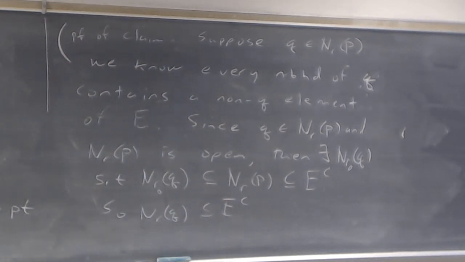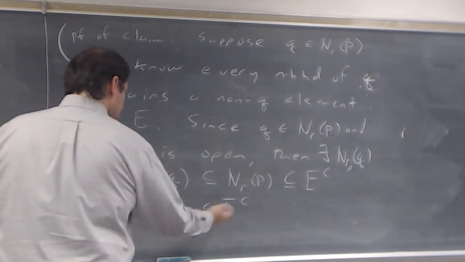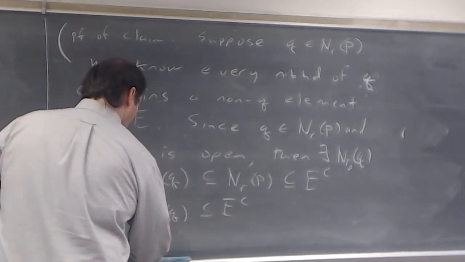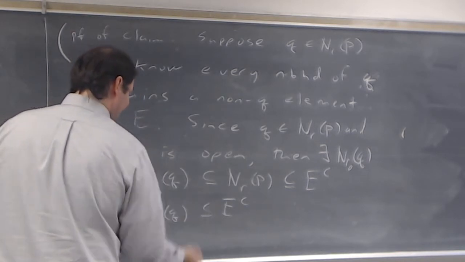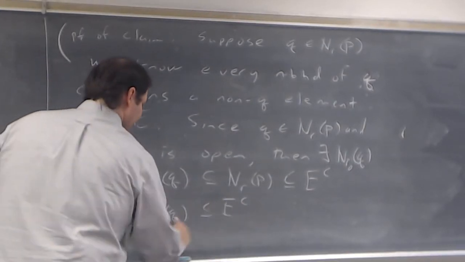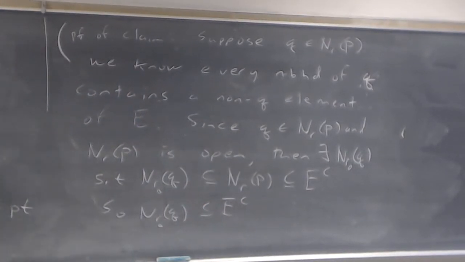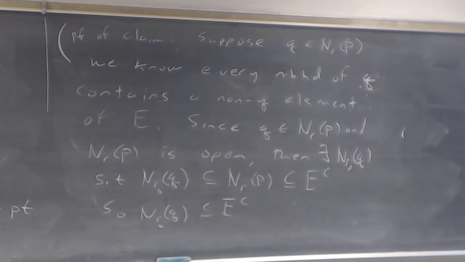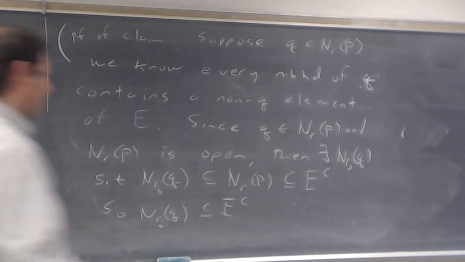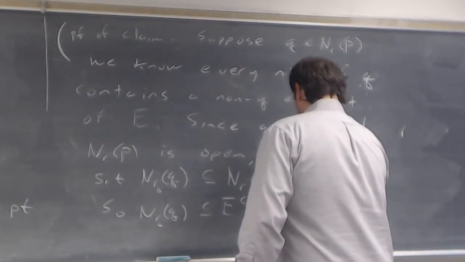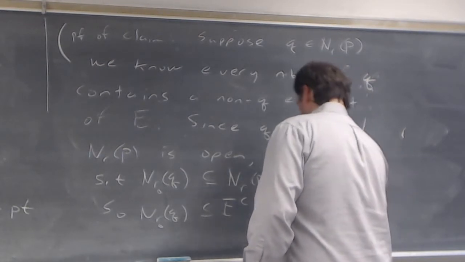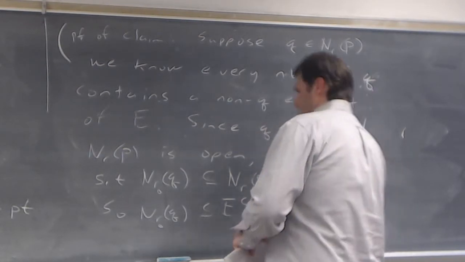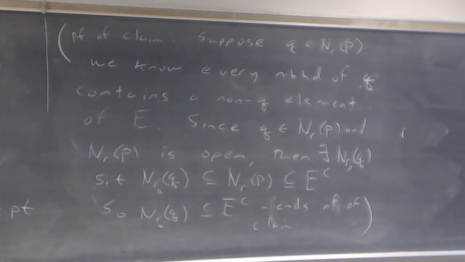And remember, N sub r naught of Q is supposed to contain some element that's in E that's not Q, but that's not possible if this neighborhood is contained in the complement. It can't contain something in E. Okay, so that proves the claim. Here I'll say end of proof of claim. So what we've got is if you give me a limit point of E, it can't be in this neighborhood.